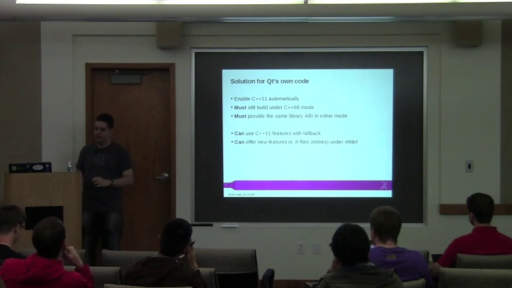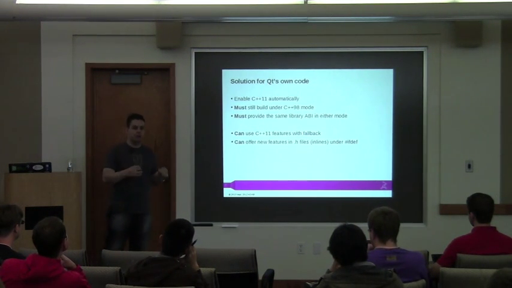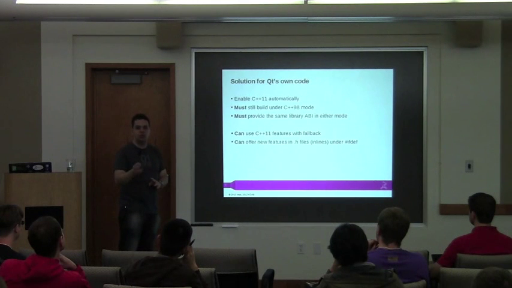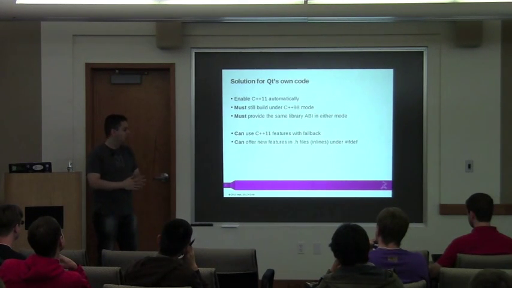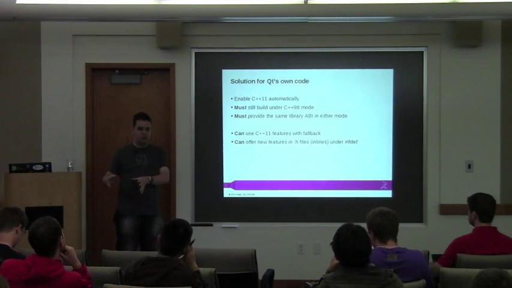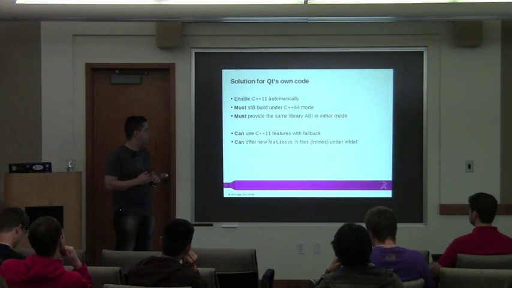How did we accomplish this? We enable it automatically, like I said. But the source code still must build in C++98 because we don't know which other compilers the user is going to use. So whatever we do in our source code, we either must write it in C++98, or we need to ifdef, depending on what is supported. And we have to provide the same library ABI.